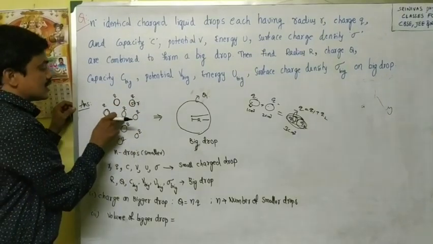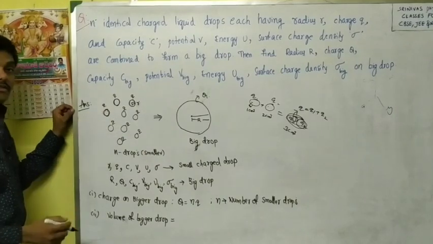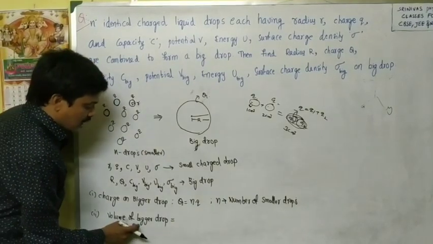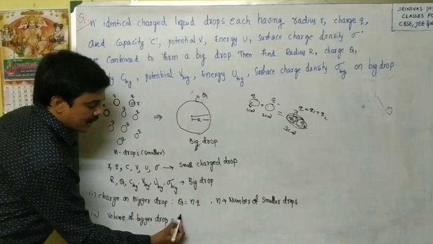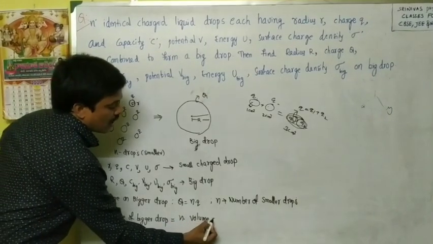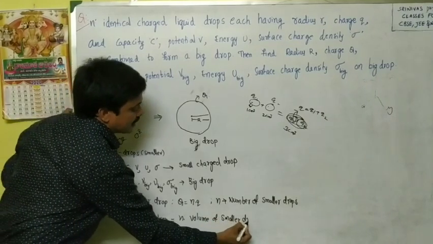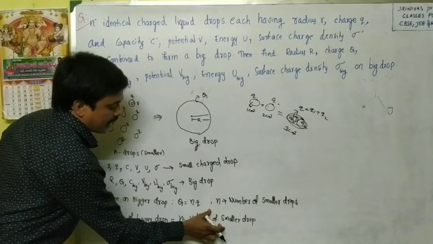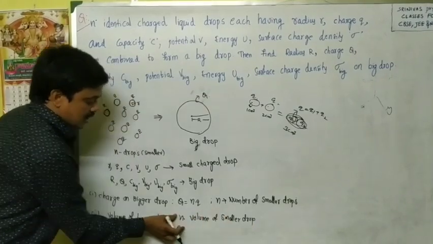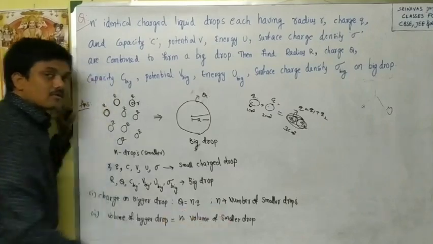At that moment, the total volume of the bigger drop is equal to n times the volume of a smaller drop. Volume of the bigger drop equals n times the volume of the smaller drop, right? Because n smaller drops are combined to form the bigger drop.